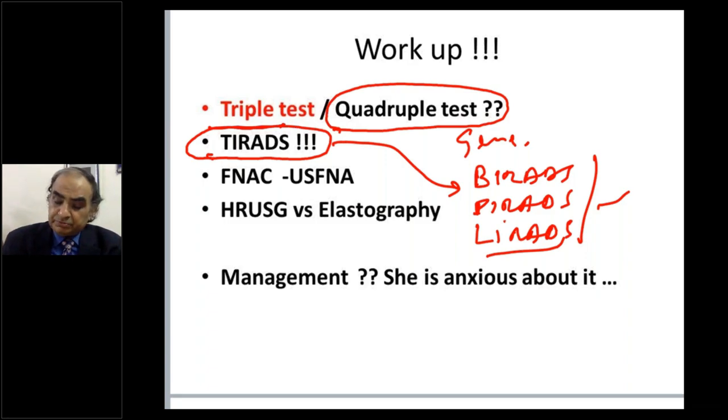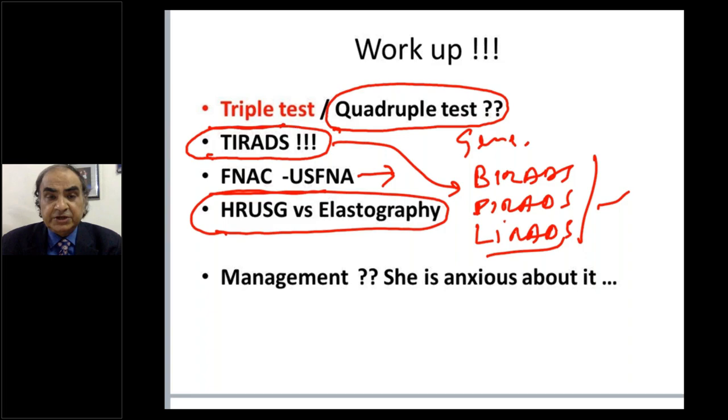Now, that is what we'll discuss in detail. And then FNAC, which means fine needle aspiration cytology, and especially ultrasound-guided FNAC. In fact, these days image-guided FNAC is what is recommended, and preferably a high-resolution ultrasound-guided FNAC. There are scenarios where elastography is even more sensitive, and we know that elastography depends on how elastic the nodule is. If the nodule is more elastic, it's less likely to be malignant. So there is a grading for that, which we'll definitely cover.